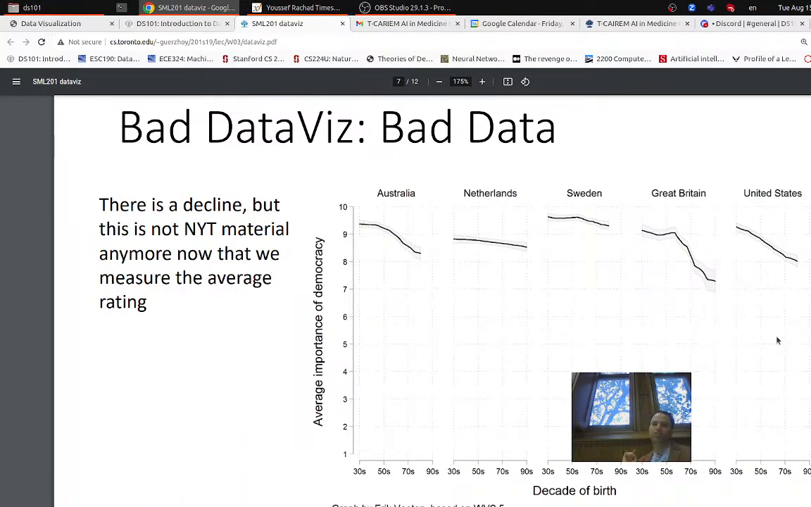Yeah, in fact, sorry, I had it in the next slide. So there was a decline, but the decline is like this. And again, even if the decline is there in the data, it doesn't mean that the answers from the 30s and the answers from the 90s are comparable. It might just be that people just started rating everything lower. In fact, pretty sure that's the case.